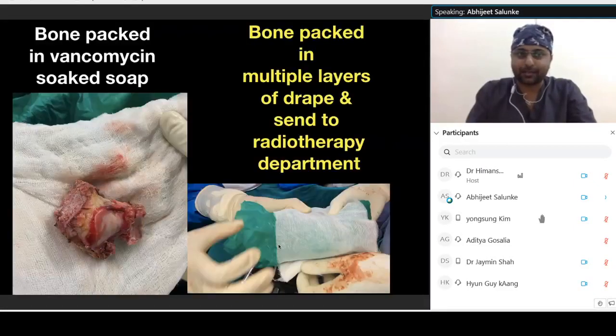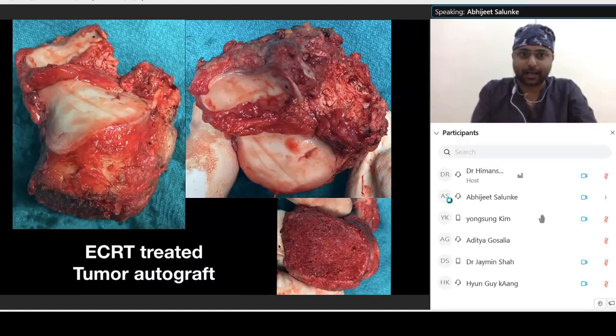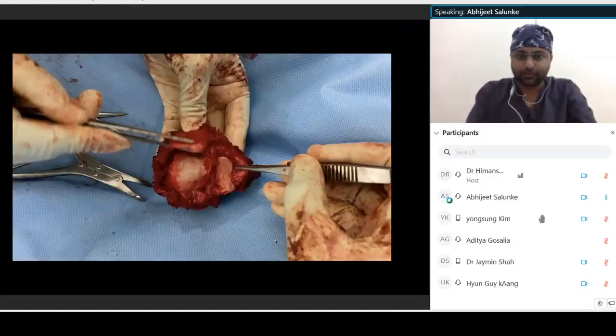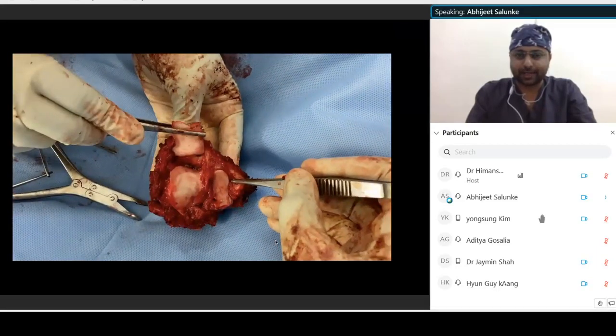So the tumor was packed in a vancomycin-soaked mop. It was sent to the radiotherapy department, which was 50 grays, 30 minutes duration. So this was the bone brought back again, and this is the upper part. This is the calcaneal tuberosity part. So this was the talus part.